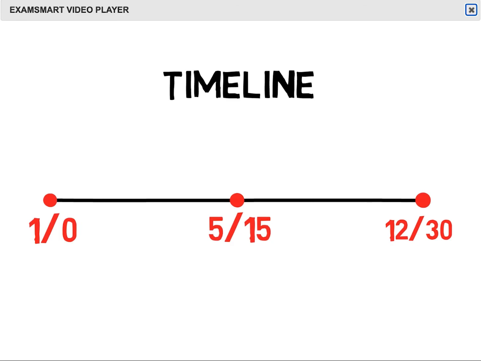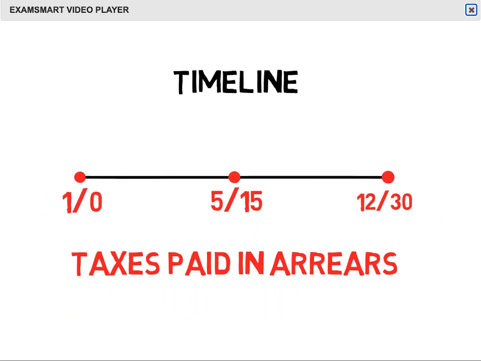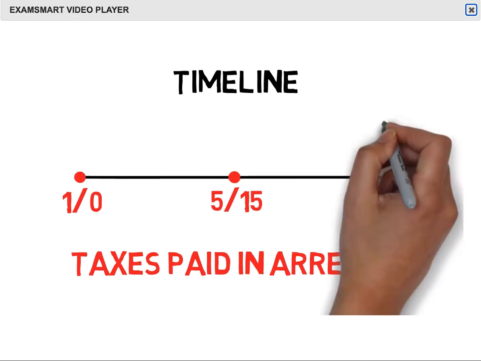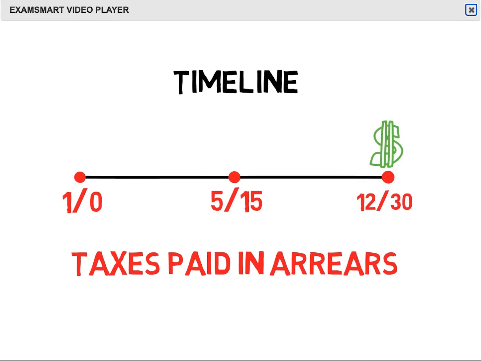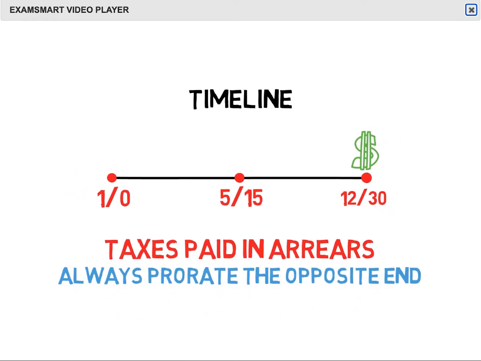5/15. In this case, the taxes are paid in arrears, which means at the end, so I put our dollar sign above December 30th, which tells us that we always prorate the opposite end, which means this proration will be from the 1st of January, January 0, through May 15th.